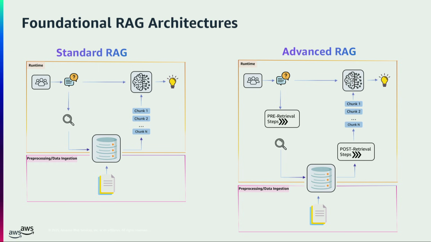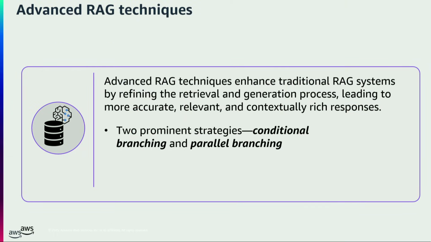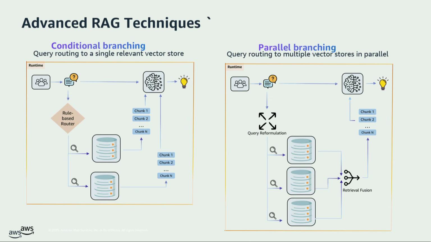This is where the advanced RAG architecture pattern comes into the picture. Advanced RAG is a technique that is going to enhance your standard RAG, and the idea is to enrich your retrieval and generation responses. Now, there are two main prominent categories out there. Again, these are common ones. There are others also, and it is a constantly evolving field, so new papers are published all the time. But the most common patterns are conditional branching and parallel branching. Let's take a quick look at what that means before we proceed.